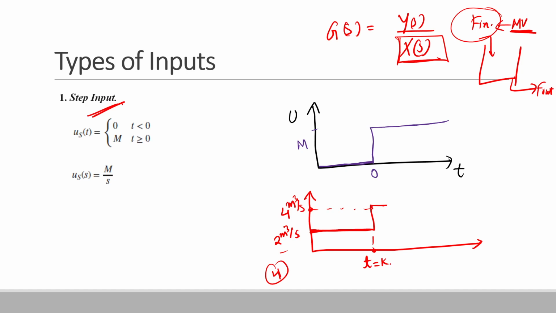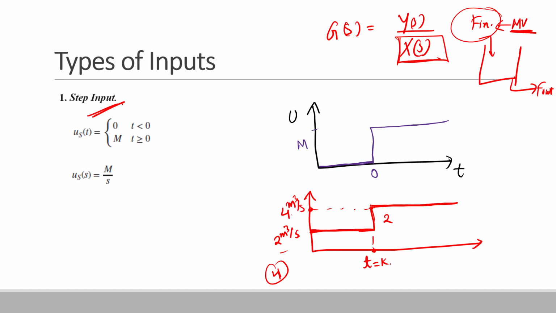After this, the flow rate will remain at 4 meter cube per second. So at this time instant k, we are introducing a step change of magnitude 2, from 4 minus 2. That is, we are providing a step change of magnitude 2. Such a kind of input is known as step input.